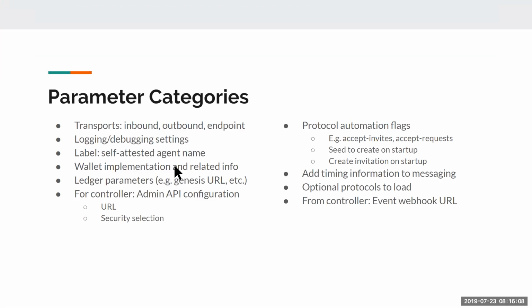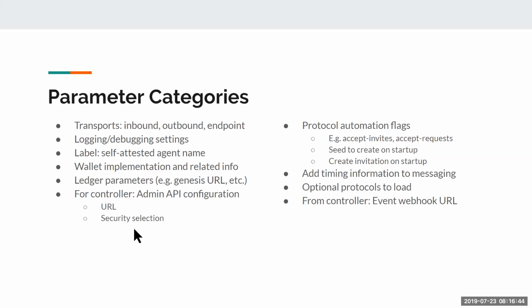Wallet implementation. So if you want to use a base wallet or SQLite or Postgres, that's how you handle the wallet. Then there are certain Indy ledger parameters. Right now, this agent is very Indy focused. We want to get another implementation with another ledger and verifiable credential process in, but right now it's fairly Indy specific, and so these are things like how you handle the Genesis file and where that's found.